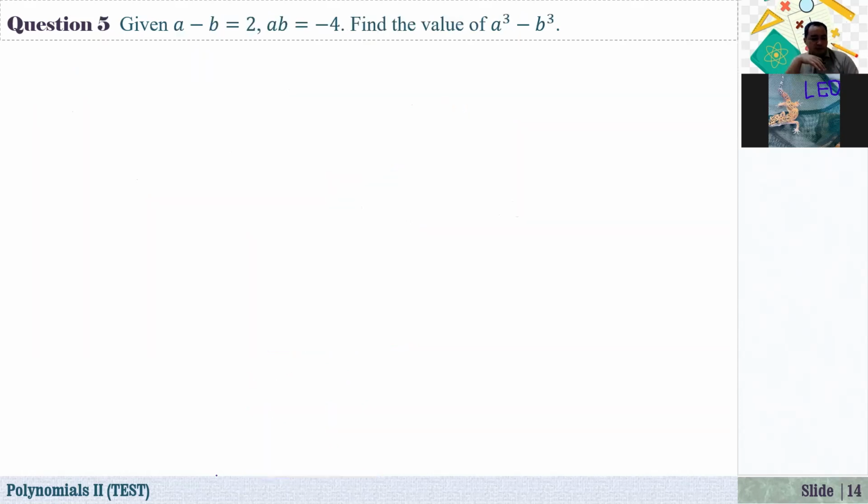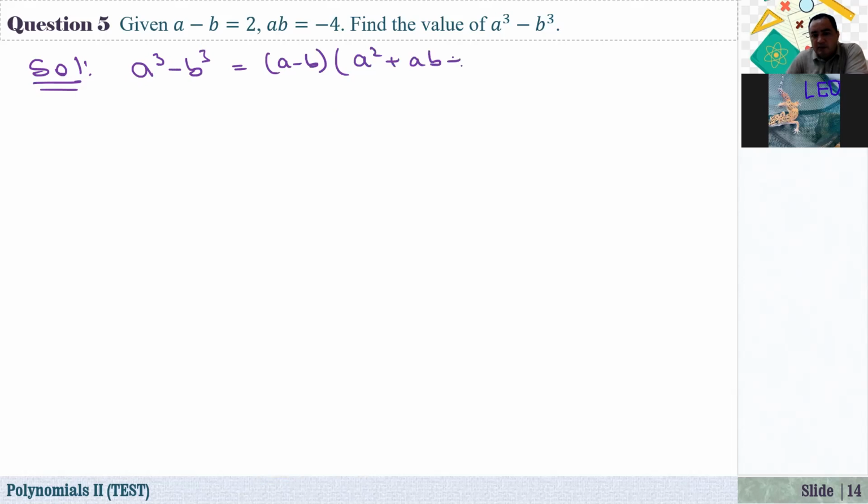All right, next question, question 5. Given that a minus b is equal to 2 and a times b is equal to negative 4, find the value of a cubed minus b cubed. How do you find this? Actually, we are just going to use some identities here. Since we have to find a cubed minus b cubed, we know that it's equal to a minus b times a squared plus ab plus b squared, right?